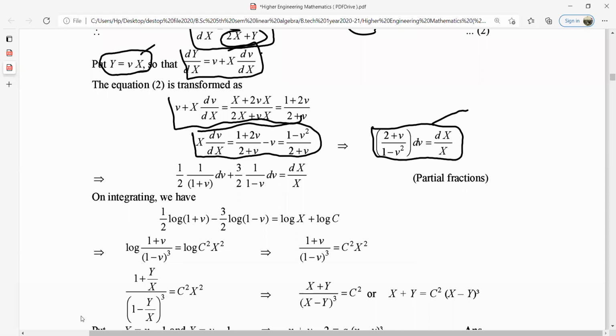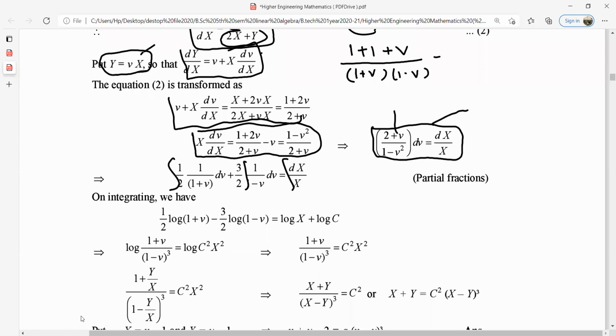So after that we integrate this, that means integrate this way and this way. Here we just separate these two quantities, 2 by 1 minus v square, and here we separate v upon 1 plus v square. Also this can be written in this form. Let me simplify how to write this. So 2 can be written as 1 plus 1 plus v, and 1 minus v square can be written as 1 plus v into 1 minus v.